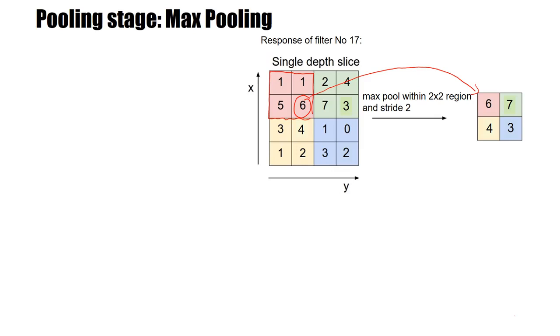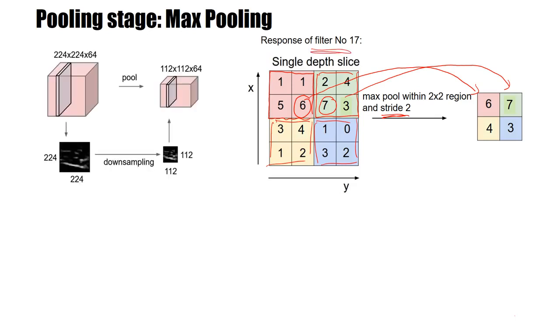Now, here is an example with stride 2. So we jump by 2 places, and then we look in this green area for the maximum. We report the maximum and put it down here. And then we continue at the yellow position and at the blue position. So this would be one filter, for example, the output of the filter number 17. This is this filter here.